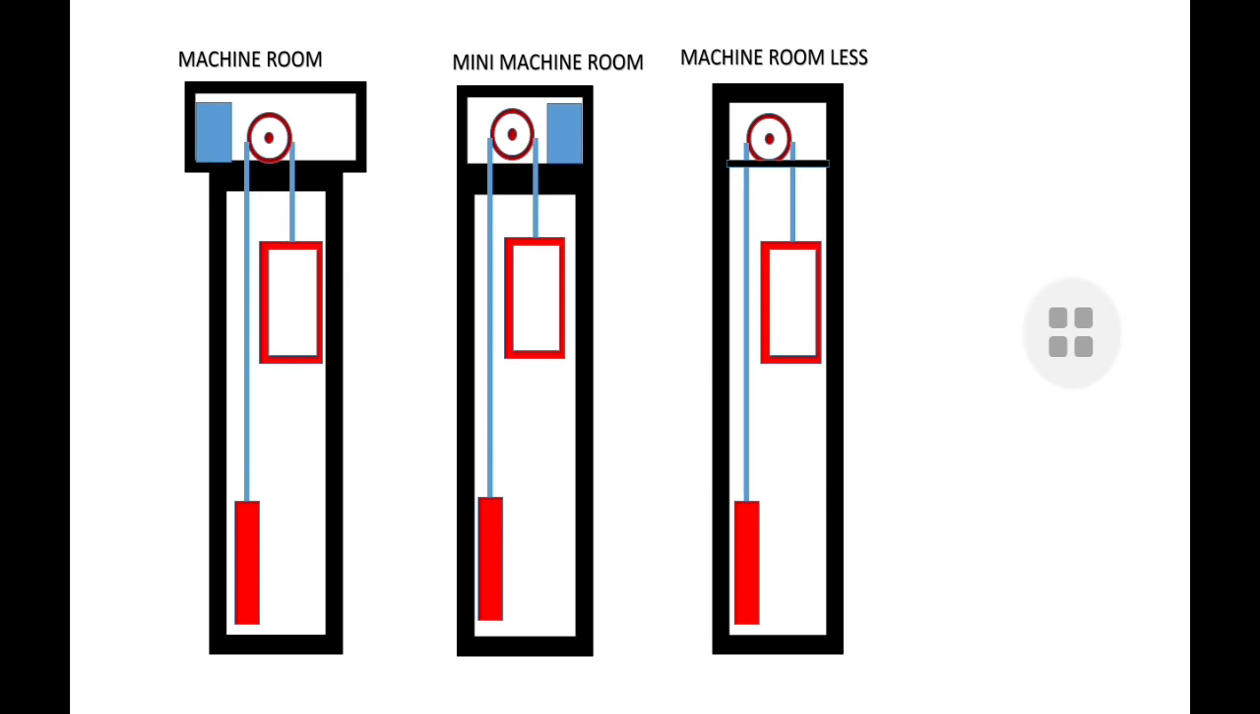And that brings me to the end of my presentation. Let me give you a summary of what I have been talking about over the last 5 minutes. Number 1, machine room construction. Number 2, mini machine room construction. Number 3, machine room less construction. I hope everyone understood the basic structures of the elevator system.